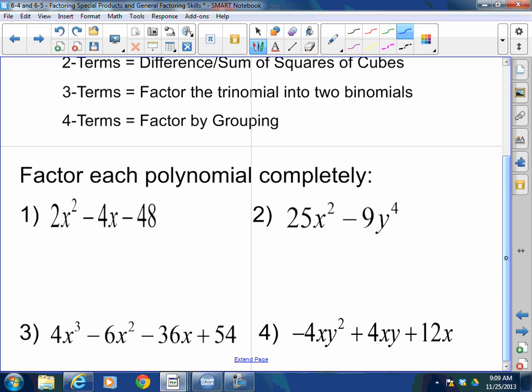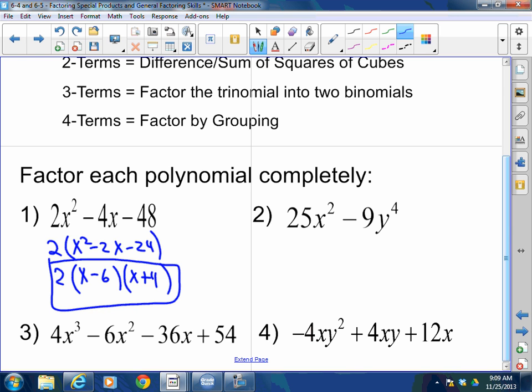For example here, I would factor out a 2. I got x squared minus 2x minus 24. Then what times what is negative 24, but when I add together is negative 2? x minus 6, x plus 4. Done. Bye-bye.